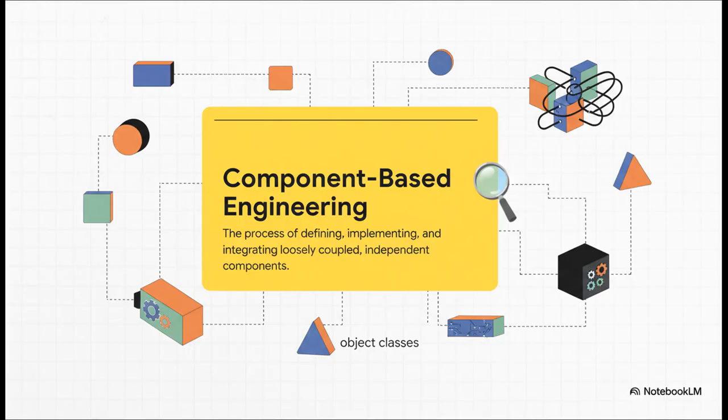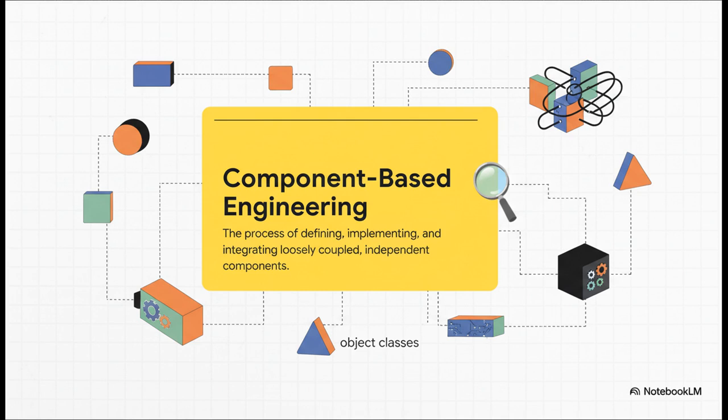Okay, so here's the textbook definition. The process of defining, implementing, and integrating loosely coupled, independent components. Now, those are the magic words right there. Loosely coupled and independent. What does loosely coupled actually mean? Well, it means components aren't all tangled up with each other. They're designed to be these self-contained black boxes. You can use one without having to understand the nitty-gritty details of how it works. You just interact with its public face, its interface, and you don't need to know or frankly even care what's happening on the inside.